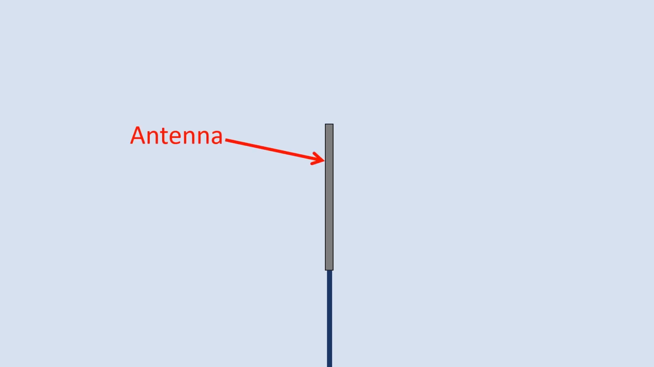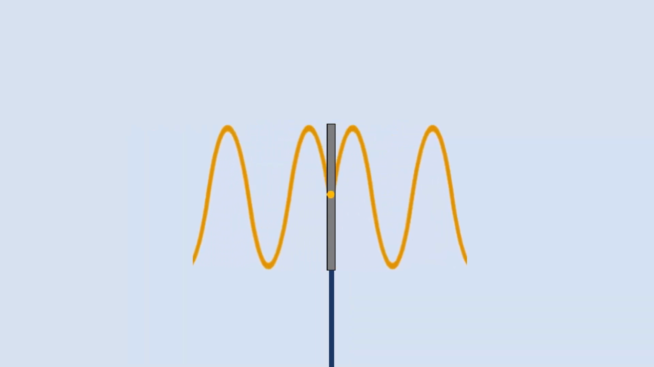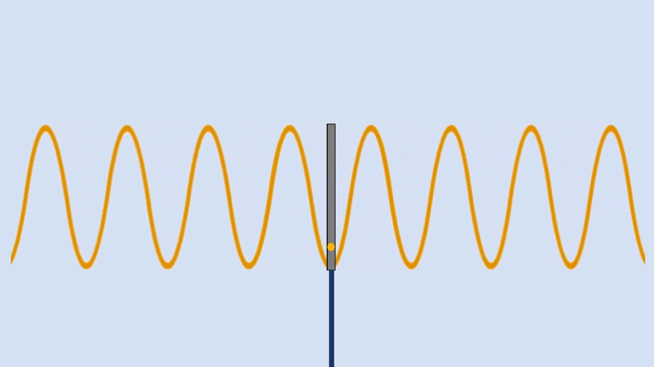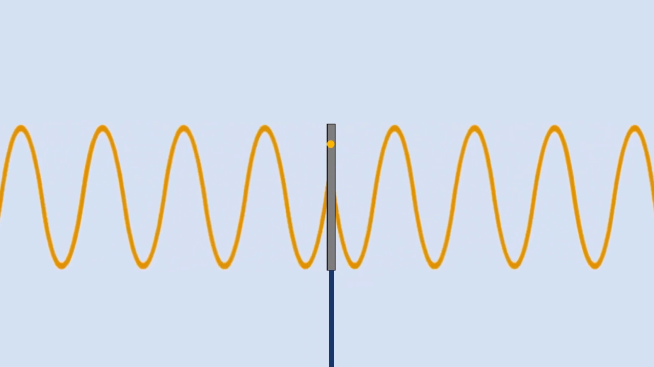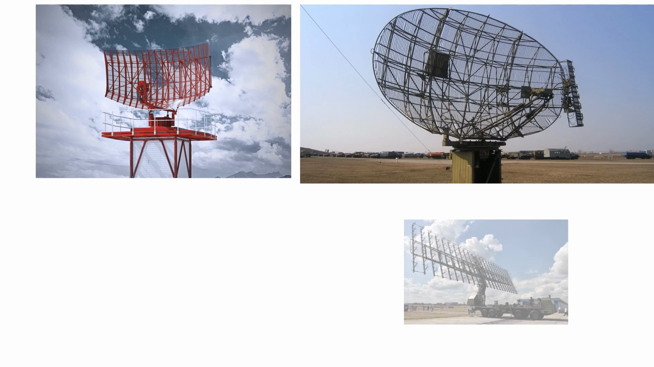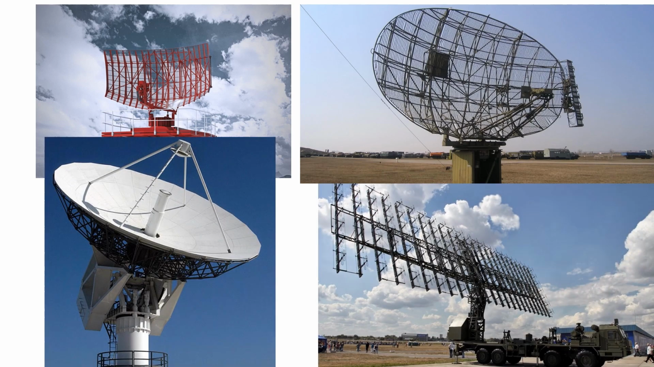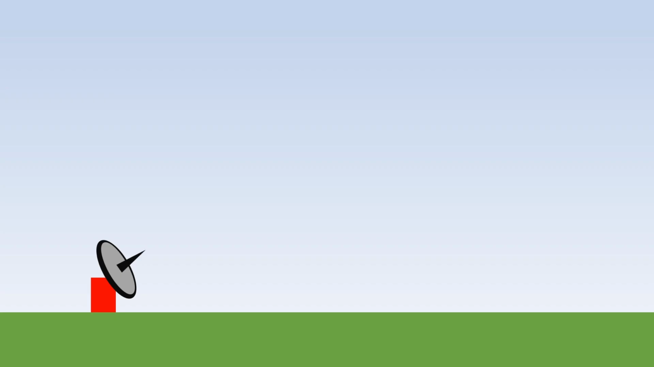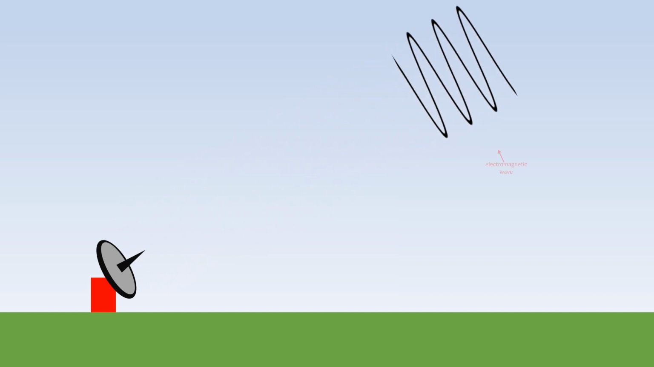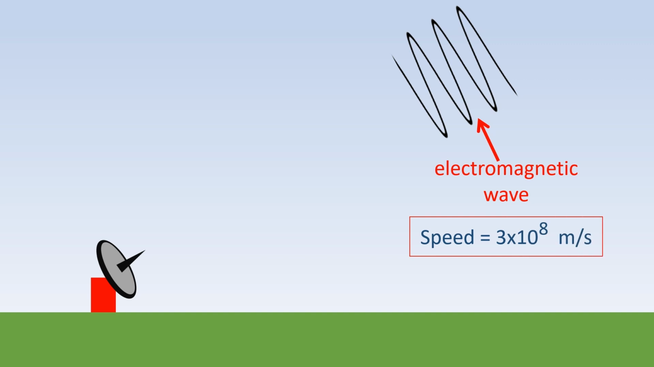If we have an antenna that is connected to an oscillating current source, the electrical charge will oscillate along the antenna. This oscillating charge will produce electromagnetic waves that propagate through the air. Radar has many types of antenna designs. The transmitter antenna is commonly designed to propagate waves into a specific area and direction. Electromagnetic waves propagate at the speed of light, which is 300 million meters per second.